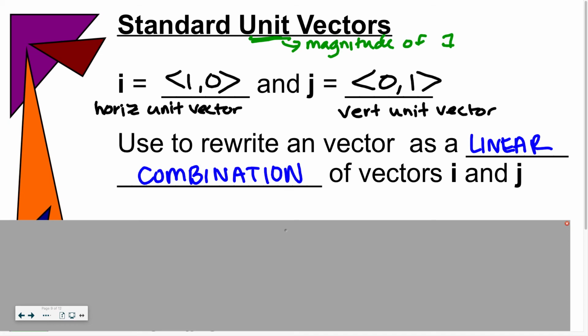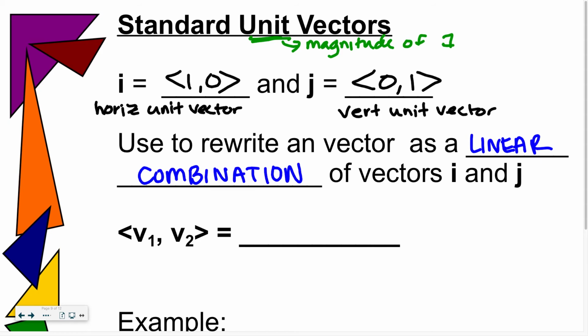Linear combinations have 2 terms that are being added. A key phrase for you to look for on quizzes, tests, and homework: if it asks you to write it as a linear combination, it wants you not with the angle brackets in V sub 1, V sub 2. It wants it with I's and J's instead. So how do you change it?